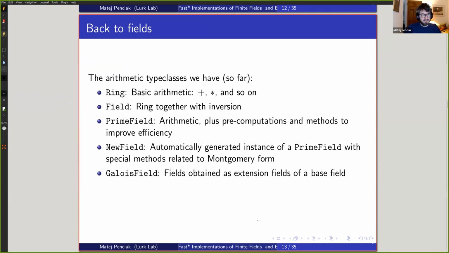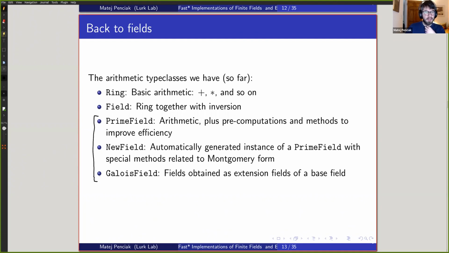Okay, but now back to fields. Now that we have our setting and know what we're trying to do, which is to implement finite field arithmetic, we started building out the type classes that are associated with it. A lot of these will look familiar, ring and field, for example. The ring type class has all of the arithmetic that we need. Field is that together with inversion. But then we included some more type classes which have special properties which are useful in different settings.